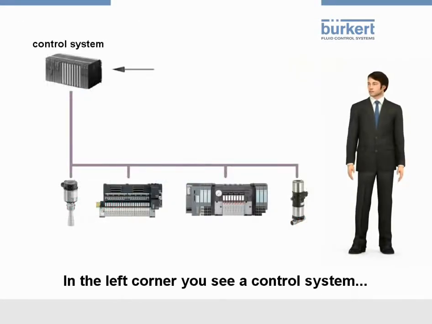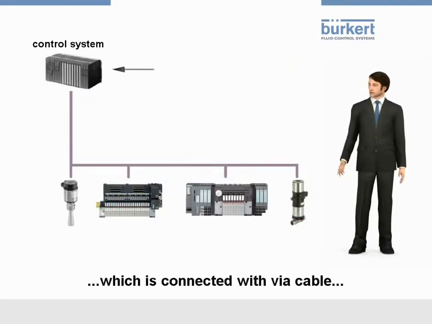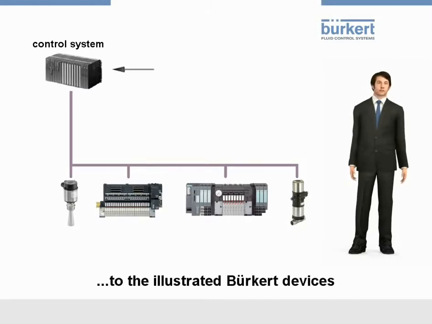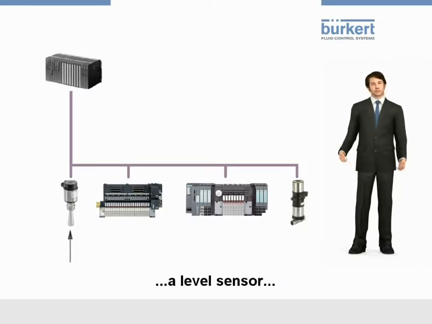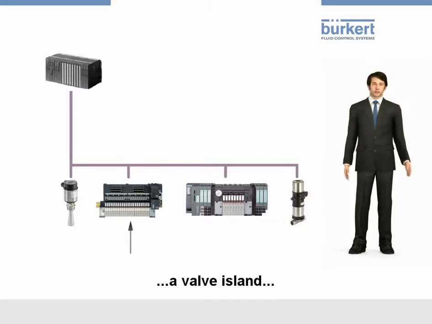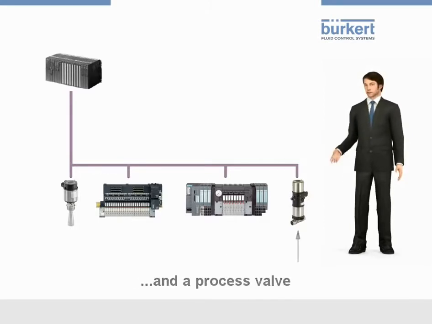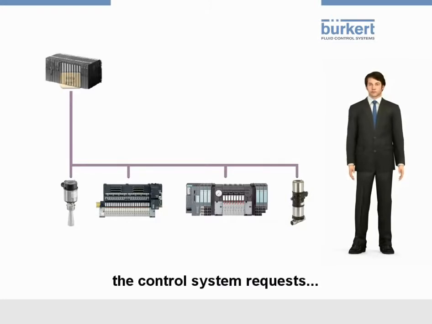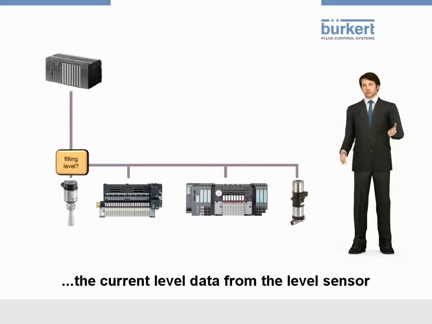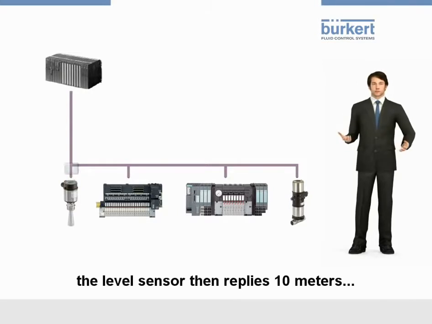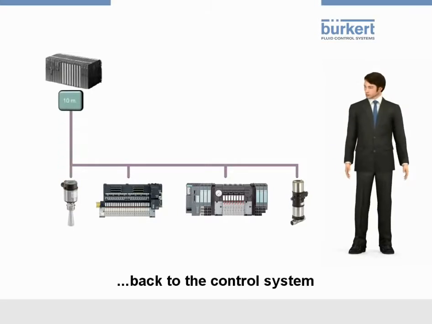In the left corner you see a control system, which is connected via a cable to the illustrated Bürkert devices: a level sensor, a valve island, an automation system, and a process valve. The control system requests the current level data from the level sensor. The level sensor then replies 10 meters back to the control system.